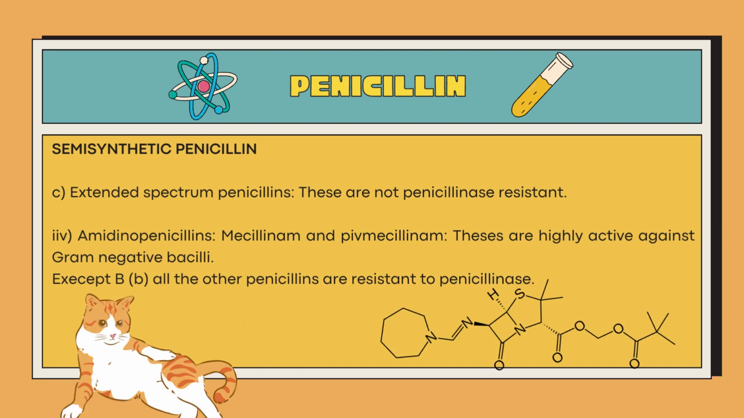The fourth and the last extended spectrum penicillins are the amidinopenicillins. Examples are mecillinam and pivmecillinam. These are highly active against gram-negative bacilli, except B. All the other penicillins are resistant to penicillinase.